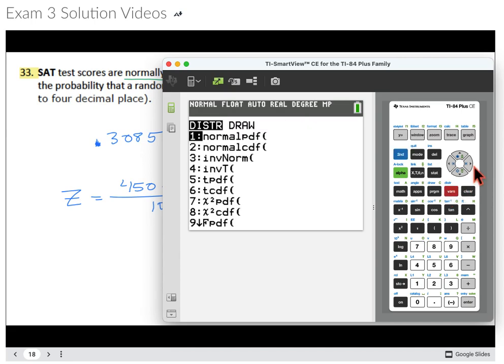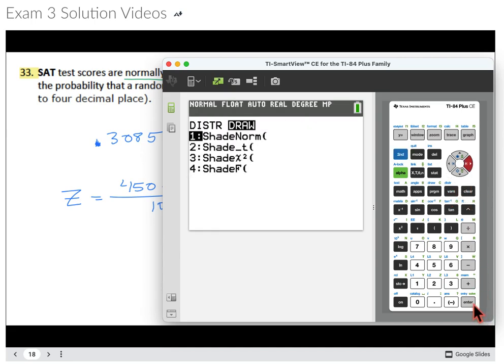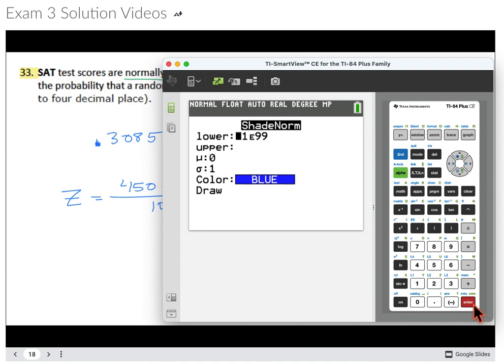So we go to distribution, over to draw. We're going to shade the normal curve. In this case, we'll leave our lower at negative 1E to the 99th, that's going to negative infinity. The upper in this case is going to be negative 0.5, not the 450, since we've got the z-score. And then we can leave the mean and standard deviation right where they're at.